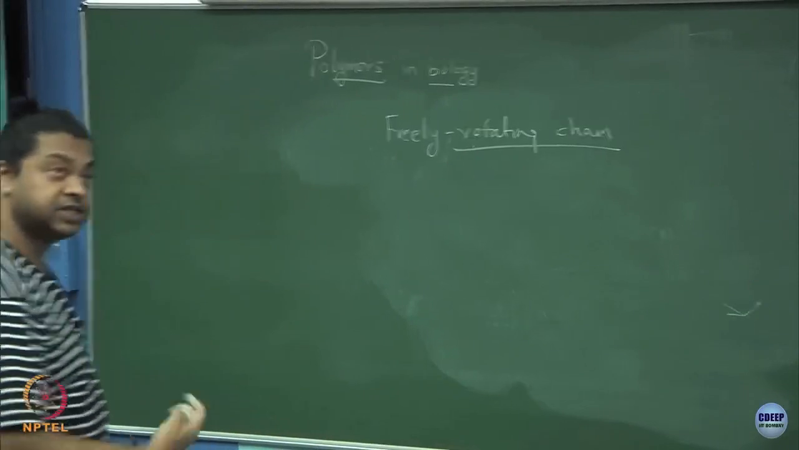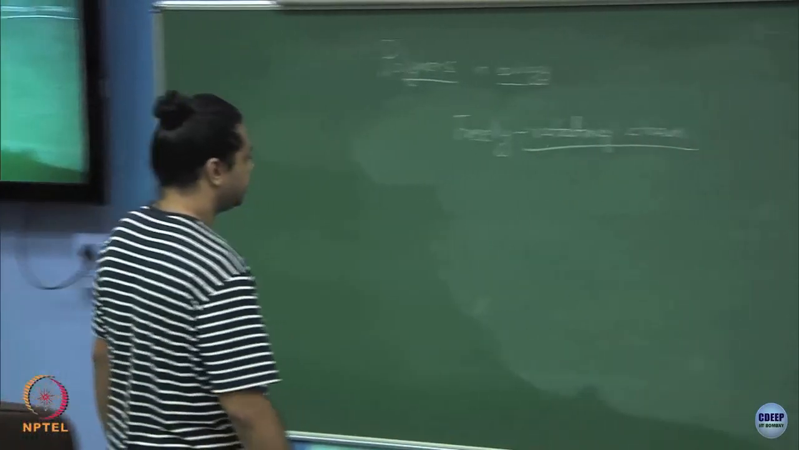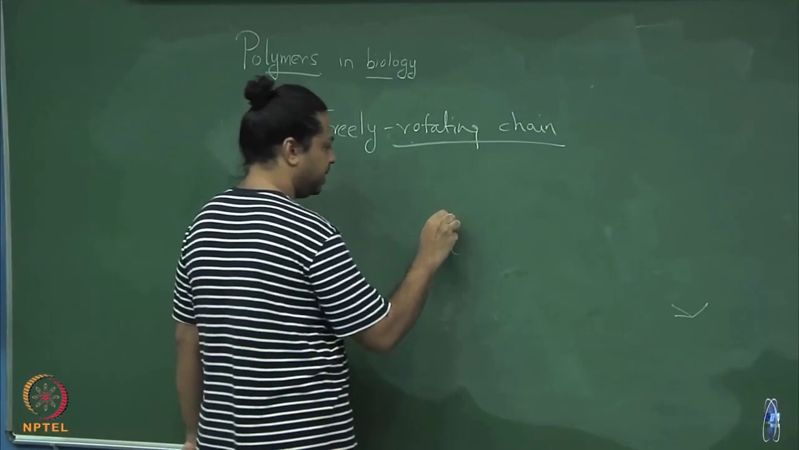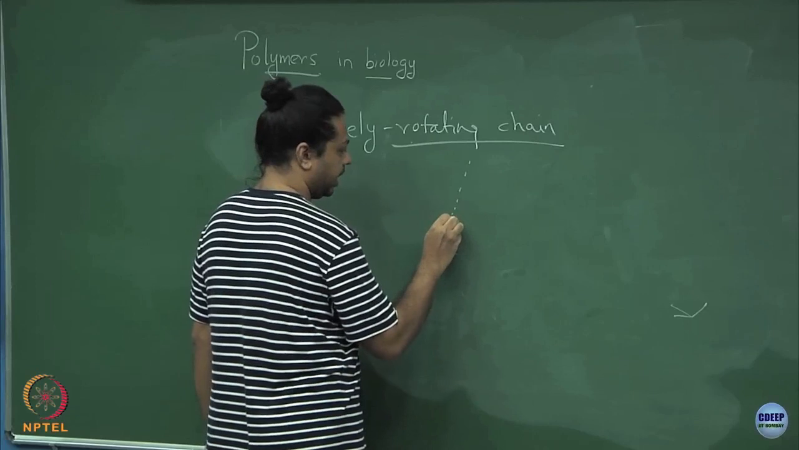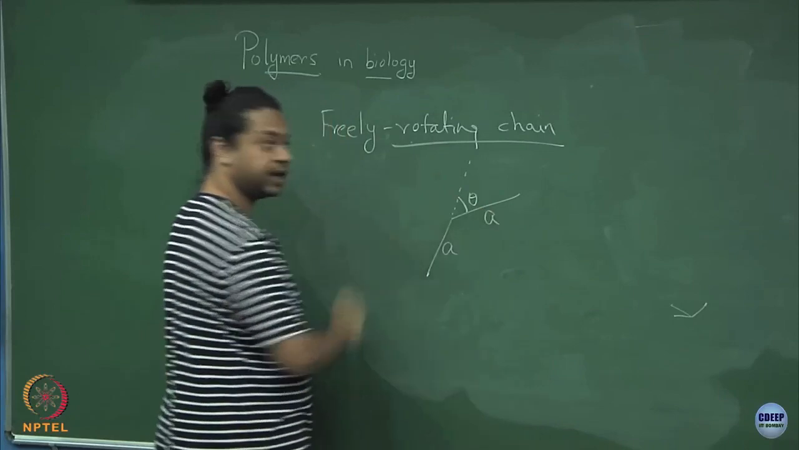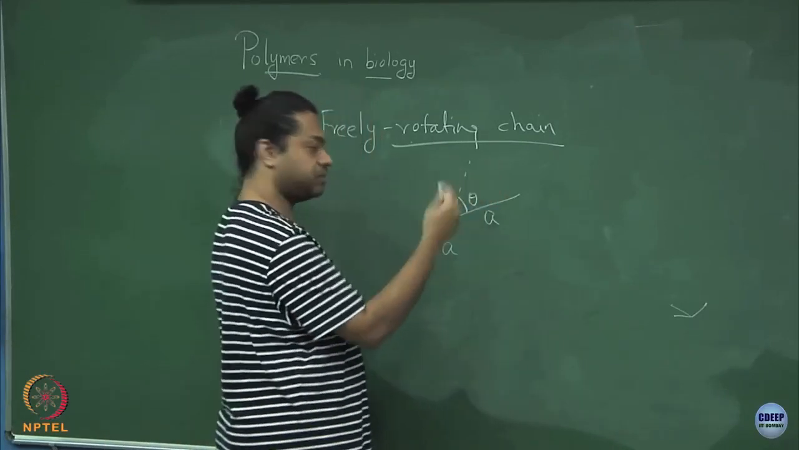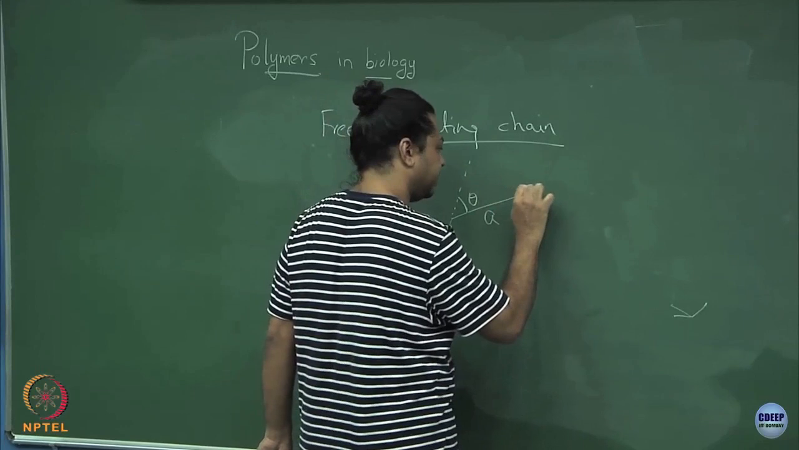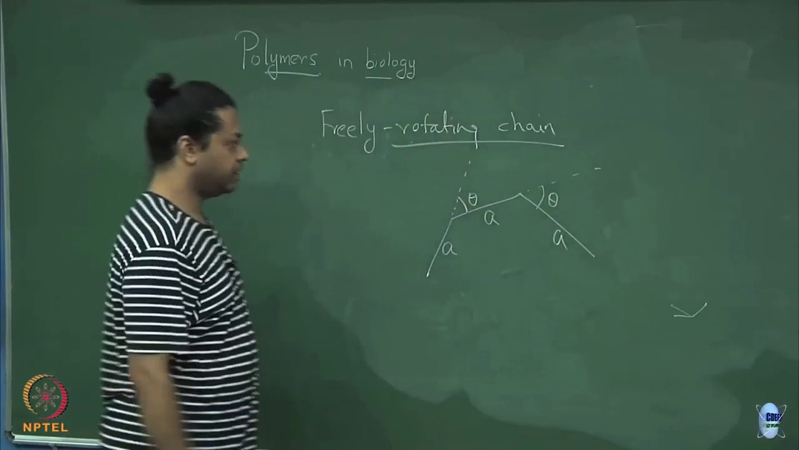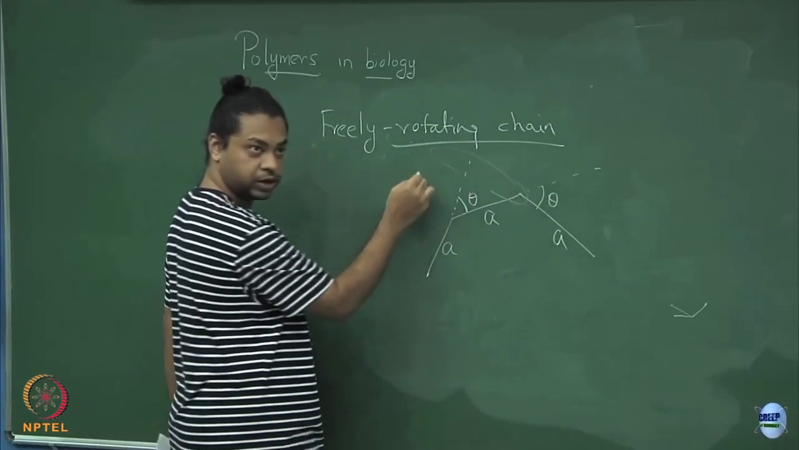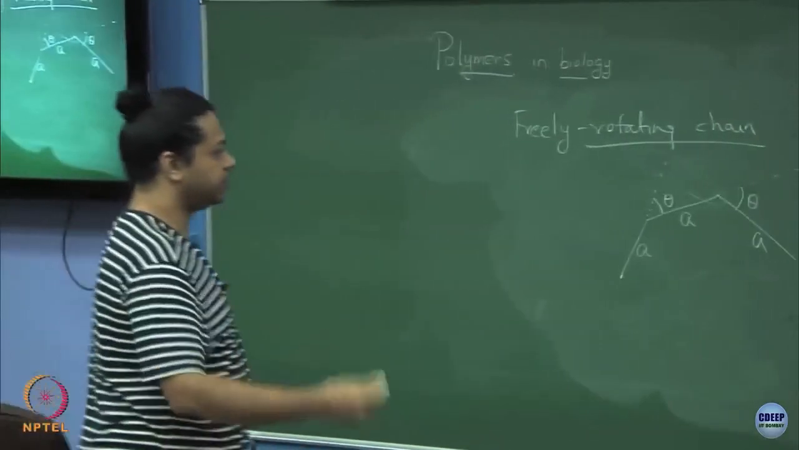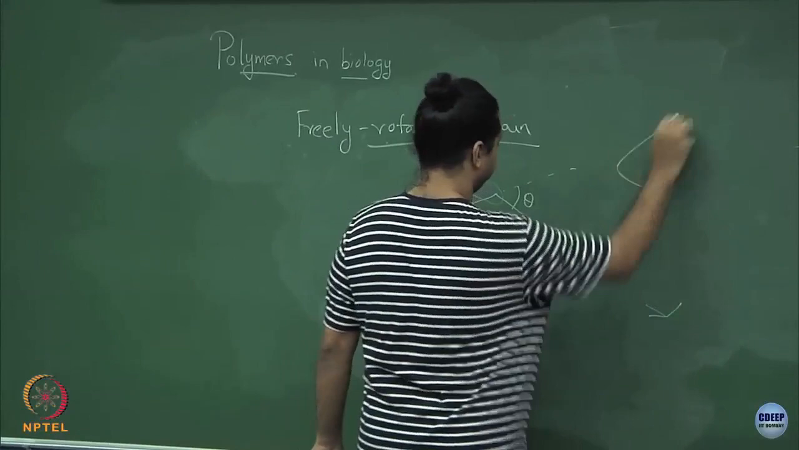So, how do you construct a freely rotating polymer chain? You take a link, let us say all links are of length A, and then you place the next link at an angle theta with respect to the previous one. You place it at an angle theta, which is fixed, let us say to an approximation. Then the next one again you place at an angle theta. It could be anywhere in this theta cone; that is not fixed, but the relative angle is theta. And then you keep going and keep adding monomers like this.